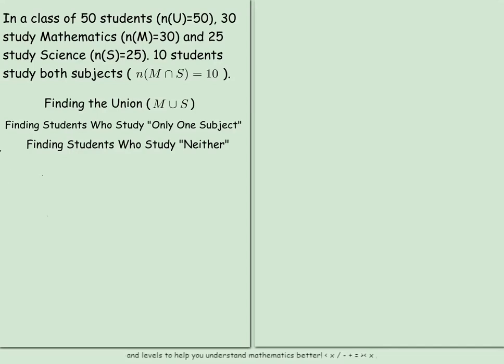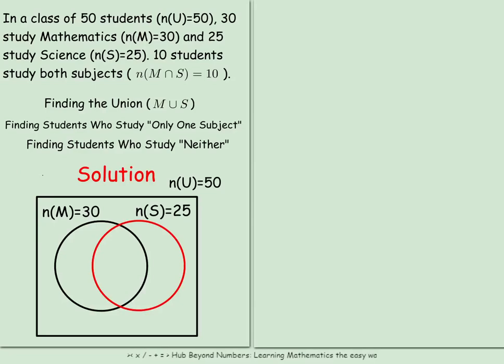Venn diagram. So taking time to draw my Venn diagram, this is how it's going to be. And I'm going to put my universal set here to show that everything in the box should be equal to 50. That is 50 students. Then I'm letting this black circle be my mathematics. And then the red circle will be my science, indicating that they are 25. And that of mathematics is 30.